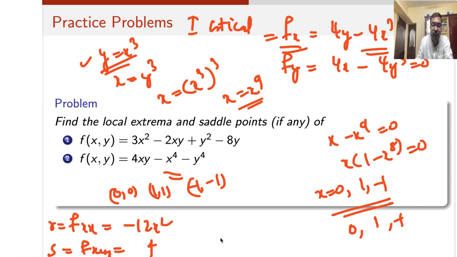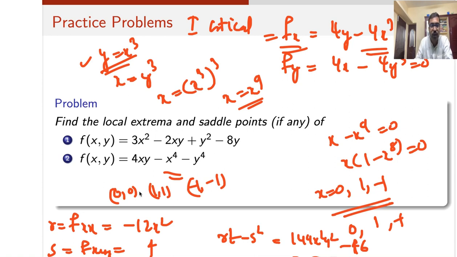So your rt minus s square is 144x square y square minus 16. I don't know whether it is greater than 0. I have to substitute the points here, so don't write that it is greater than 0. We don't know whether it is greater than 0.